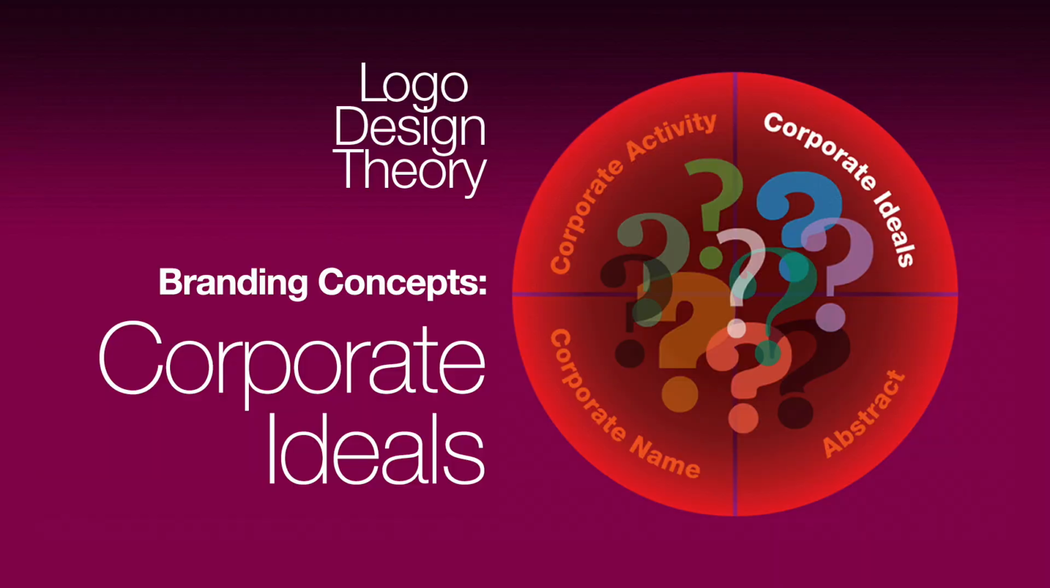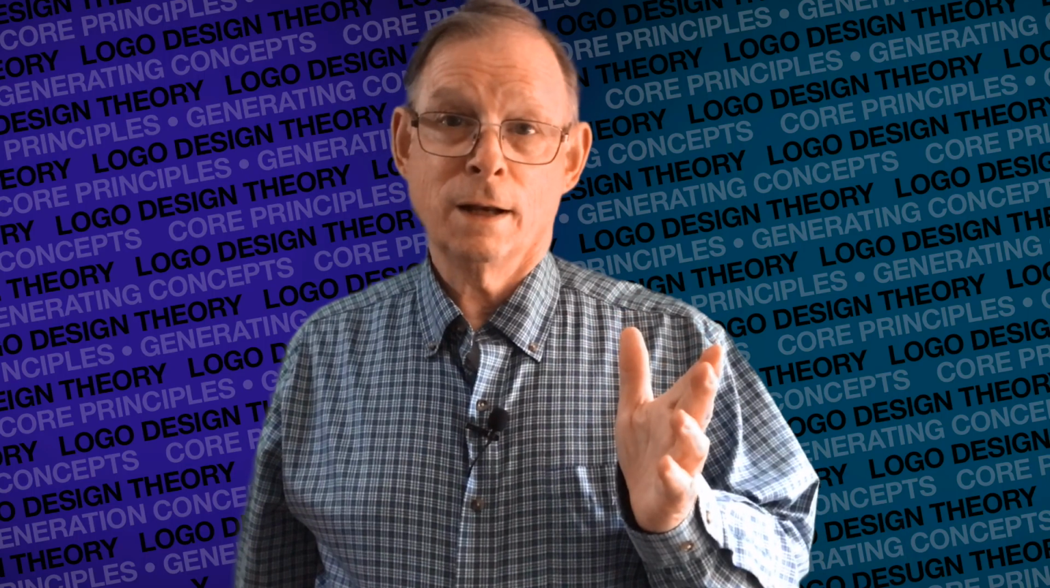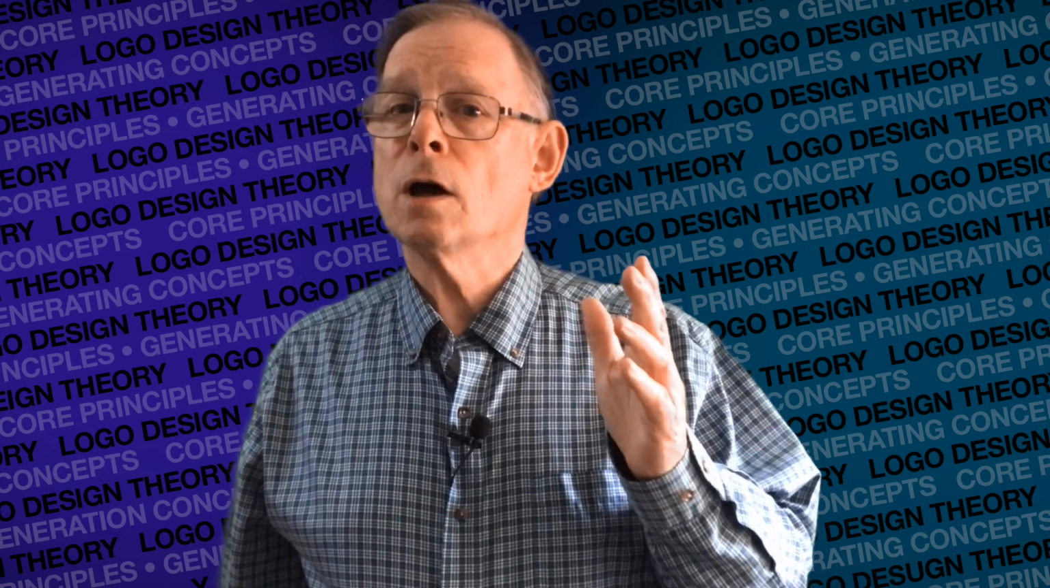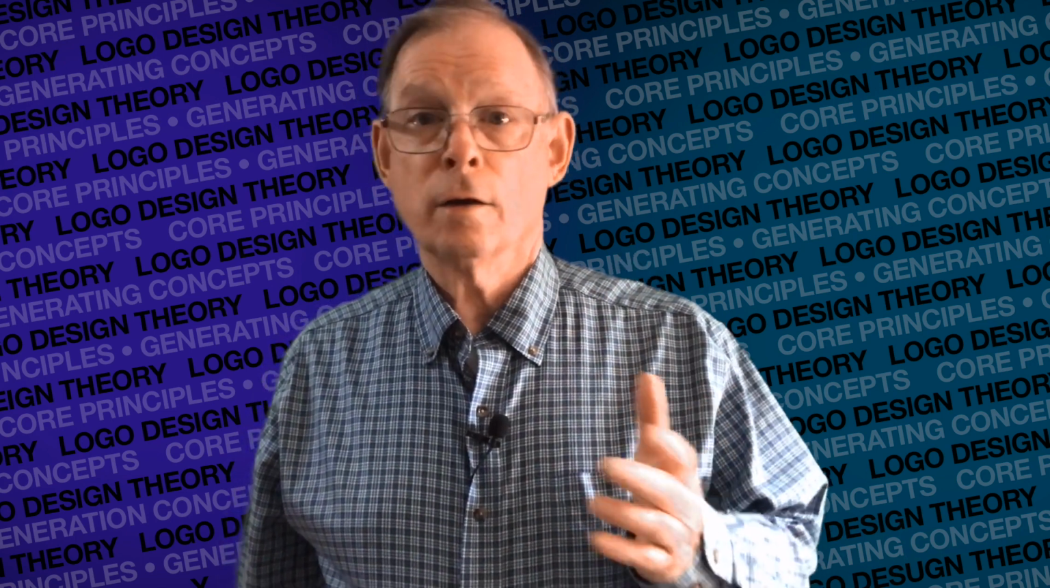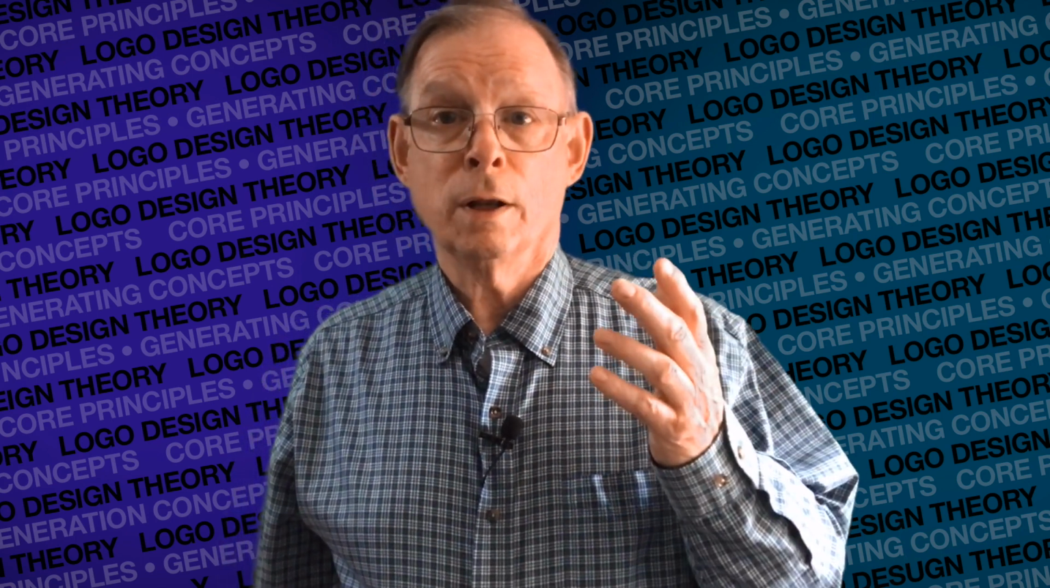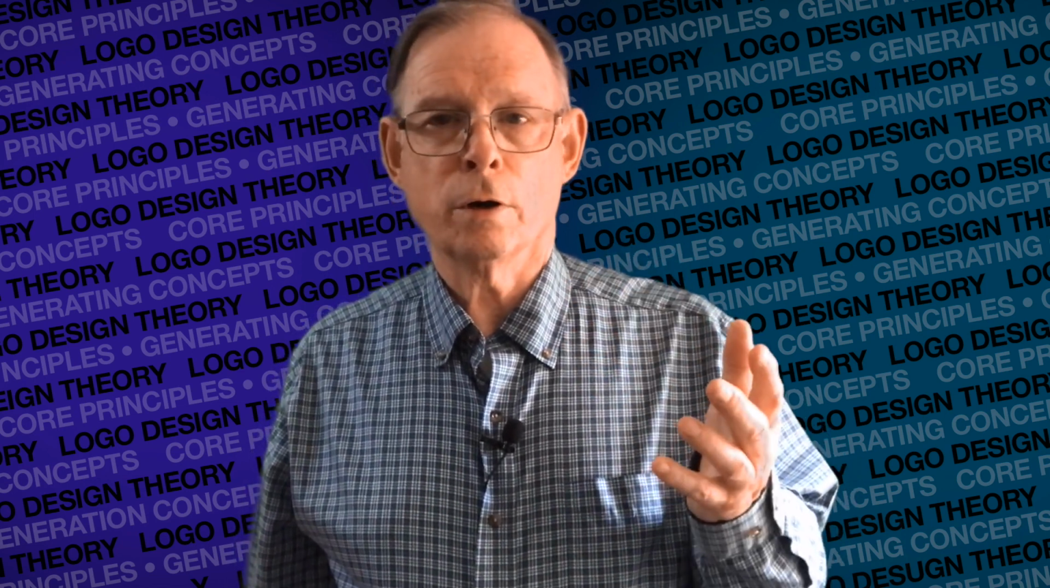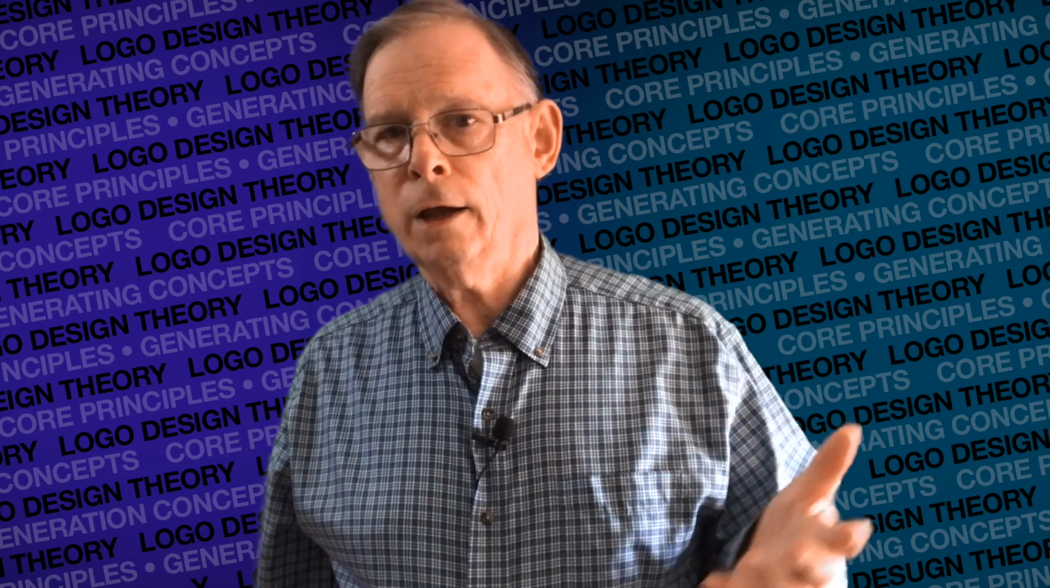Corporate ideals is the second of the 4 identity concepts. Instead of showing what a company does, as with corporate activity concepts, these identities visualize something about the qualities or ideal to which the company aspires. There are many ideas to which a company could aspire. These can be ideals such as superiority, strength, speed, or accuracy.